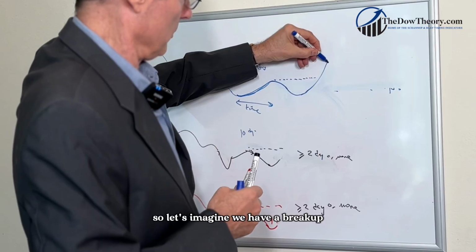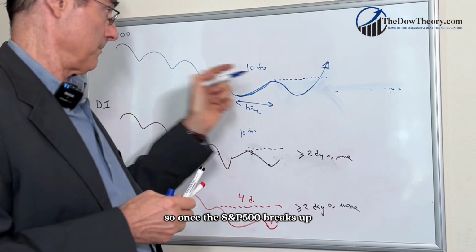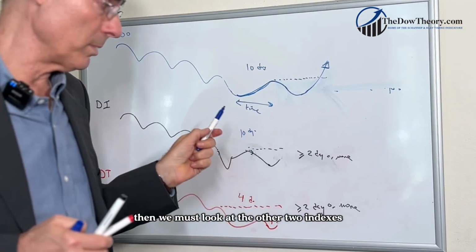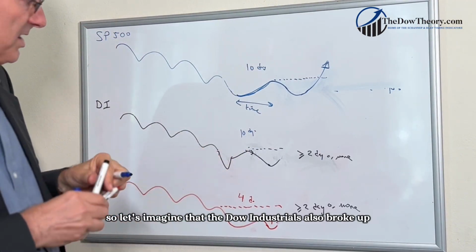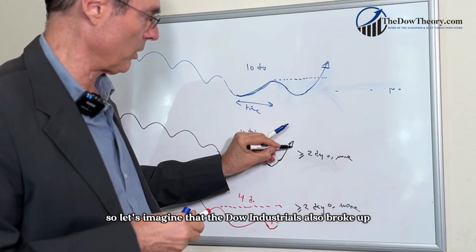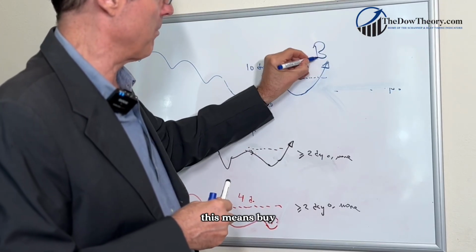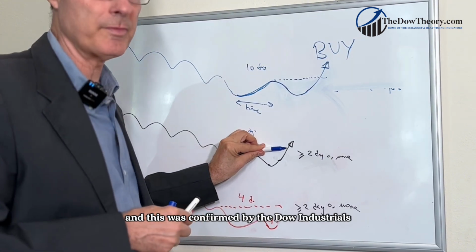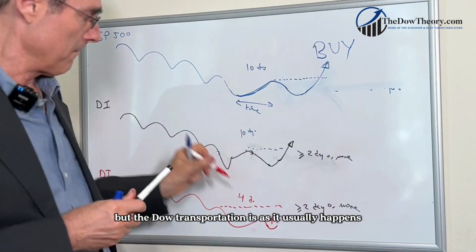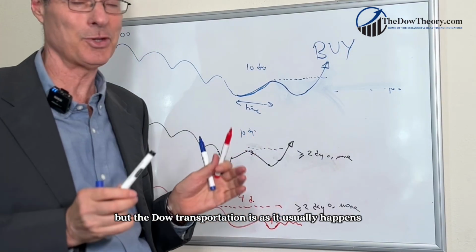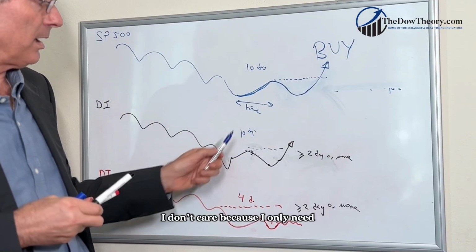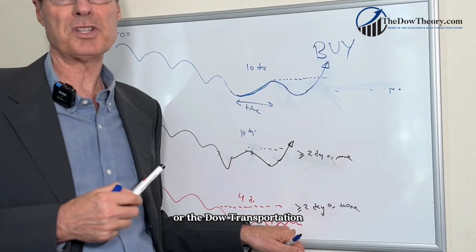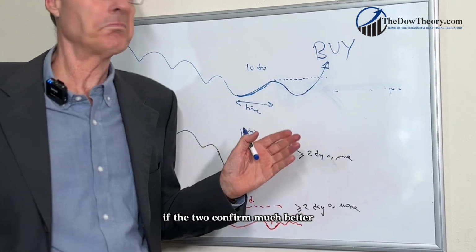So let's imagine we have a breakup. Once the S&P 500 breaks up above the secondary reaction highs, then we must look at the other two indexes. Let's imagine that the Dow Industrials also broke up. This means buy. We had a breakup above the secondary reaction highs, and this was confirmed by the Dow Industrials. You may ask, but the Dow Transportation is, as usually happens, lagging behind. No, I don't care, because I only need confirmation from either the Dow Industrials or the Dow Transportation. If the two confirm, much better. Well, it's irrelevant.